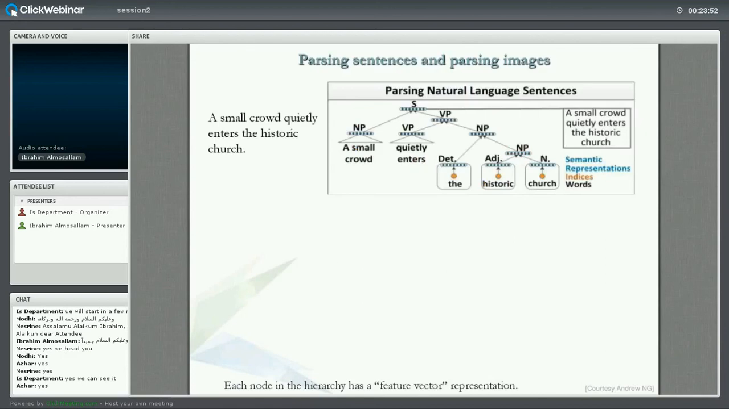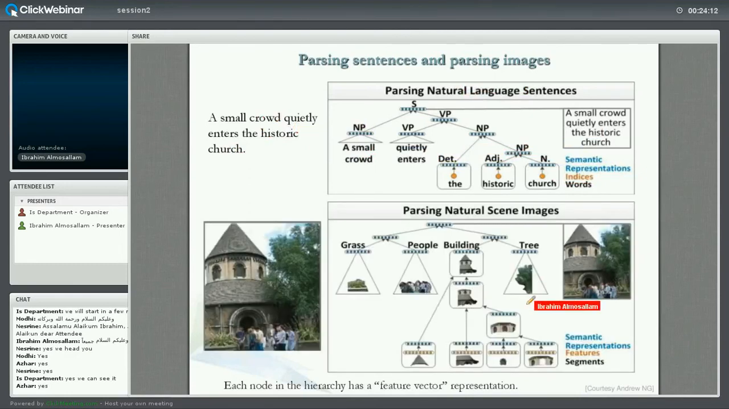So here's another example: a small crowd quietly enters the historic church. They were able, obviously, to parse it just like they parsed the previous sentence, but they were also able to use the same principle, though I won't say the exact same techniques, to parse an image. So this image has grass and people and a building, and the building contains a roof and so on.